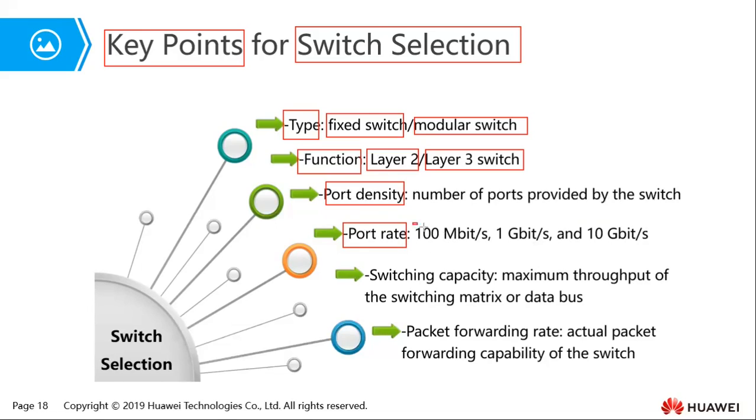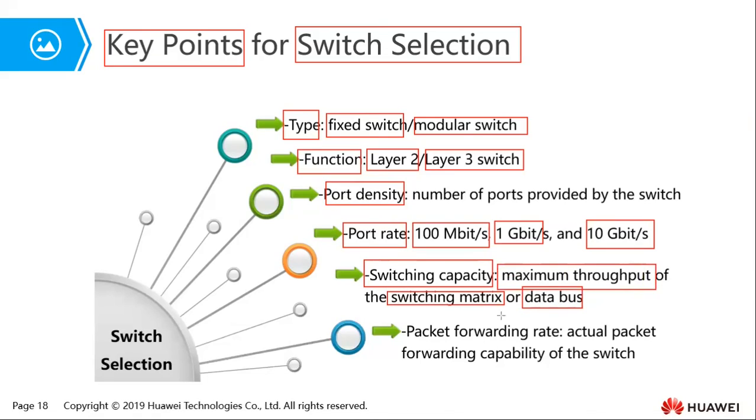The interfaces can transmit at 100 or 1 gig or 10 gig and so on. Generally, at the access layer, we use either 100 or 1 gig. Then when you go to the aggregation layer, 1 gig or 10 gig. At the core layer, we can use much faster port rates because all the traffic from the entire network is being aggregated at the core layer. Then the switching capacity, what we've just talked about, is it using a switching matrix or is it using a data bus? And as I've said, this affects the throughput.